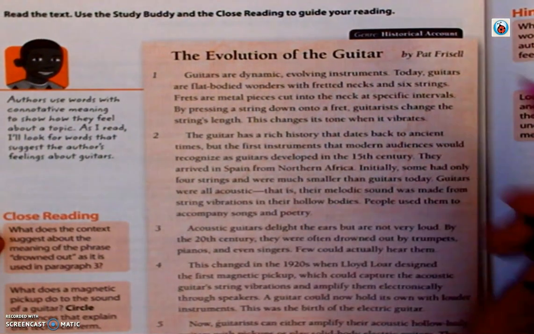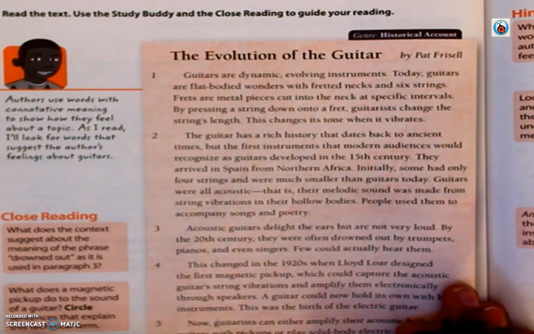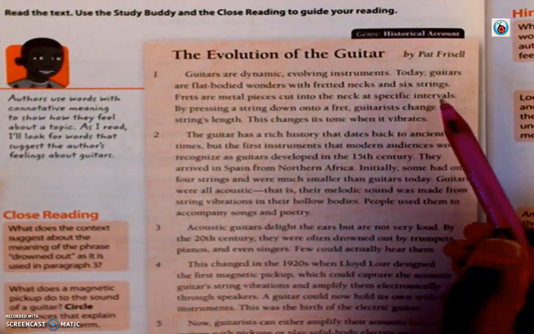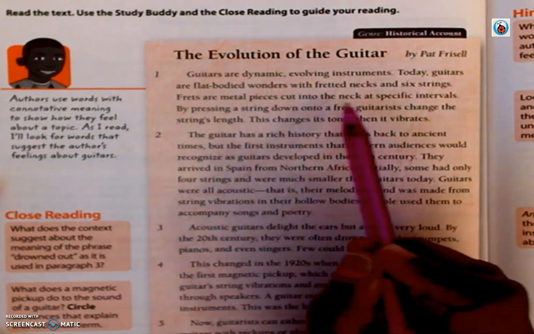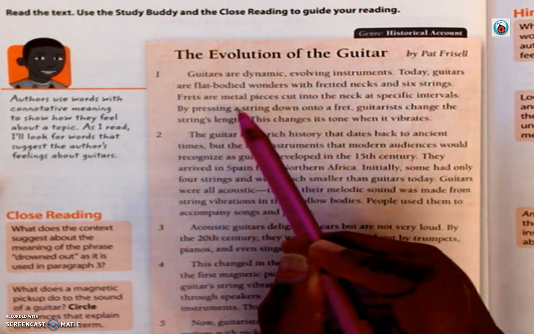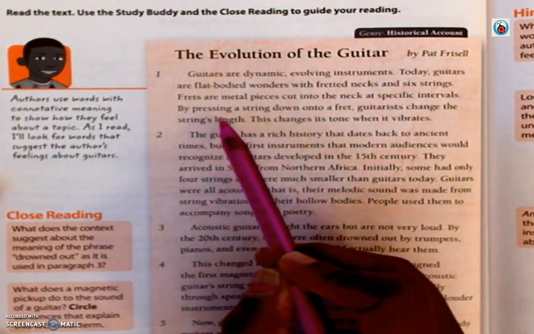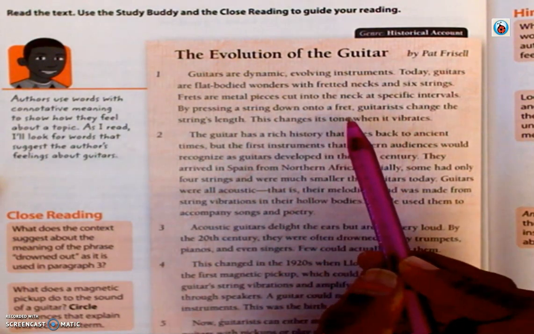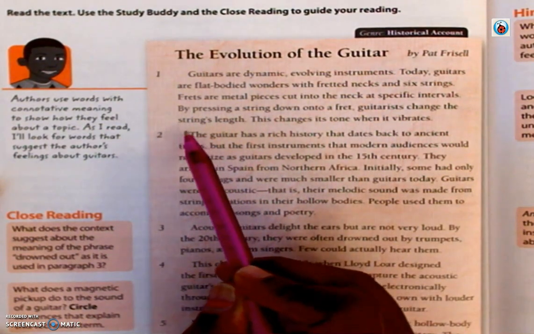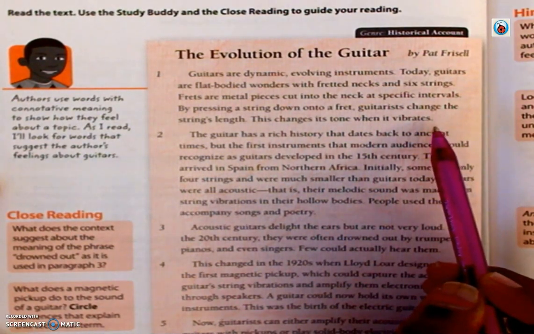So this is The Evolution of Guitar by Pat Frizzell. Guitars are dynamic, evolving instruments. Today, guitars are flat-bodied wonders with fretted necks and 6 strings. Frets are metal pieces cut into the neck at specific intervals. By pressing a string down onto a fret, guitarists change the string's length. This changes its tone when it vibrates.